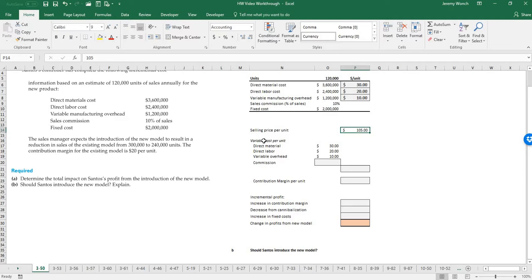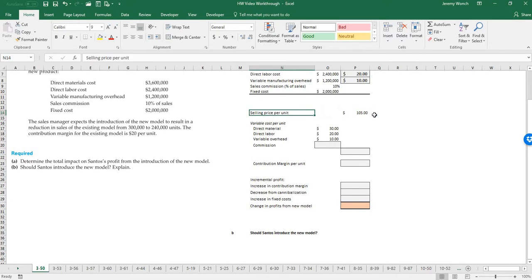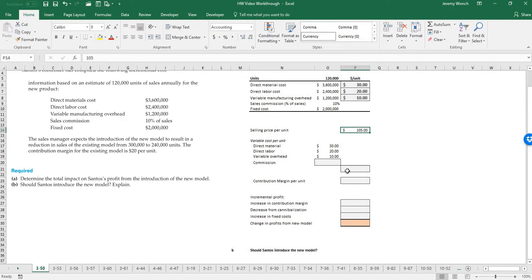And so next we want to go down here to put in the selling price per unit. They expect to sell it at $105 a piece. And then we already have some formulas linked up that just went up here, and I just grabbed the variable cost for each one of these units.